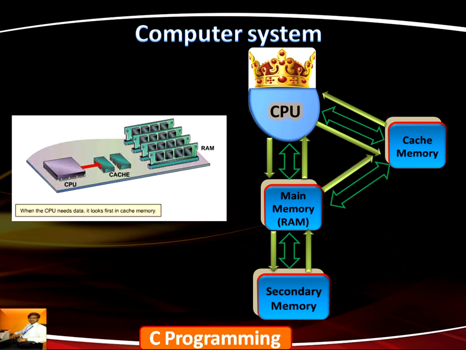Now the CPU executes the instruction and provides the partial results to the cache memory. The updated results are saved from the cache memory to the main memory, and from the main memory the results are stored permanently in the secondary memory or are sent to the respective output device. This is how the CPU and the respective memory units communicate with one another.